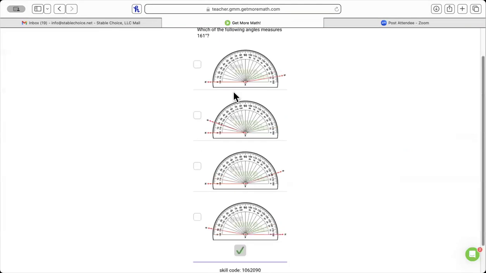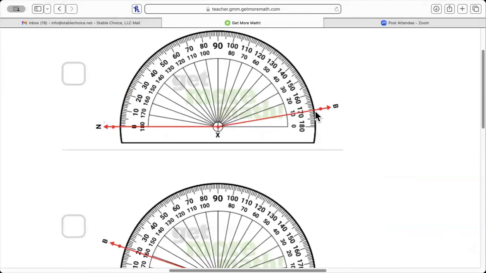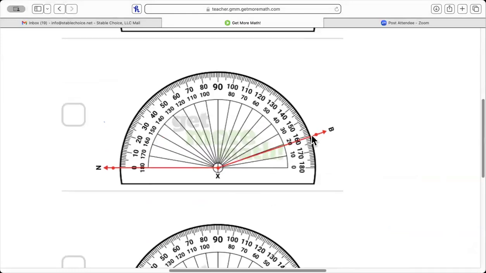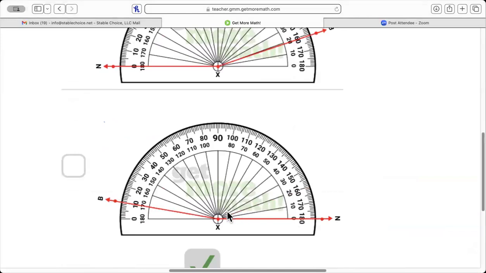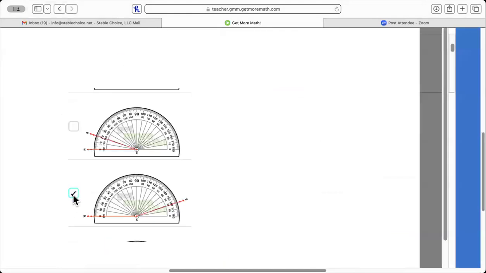Okay. 161. So again, that's going to be an obtuse angle. So that automatically takes this one out, and then the rest are good. So B is out. And which of the following is 161? So we want to zoom in. 161 would be between 160 and 170. So that's a no. That's an acute. 161, that looks like it's probably it, but let's look at the next one. 161. So again, if you notice over here, it's an obtuse angle, but it's all the way over here at 170, right? So it's definitely going to be this one for 161.